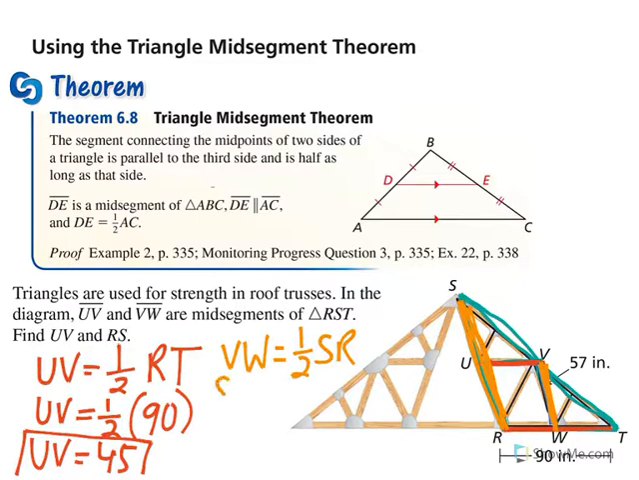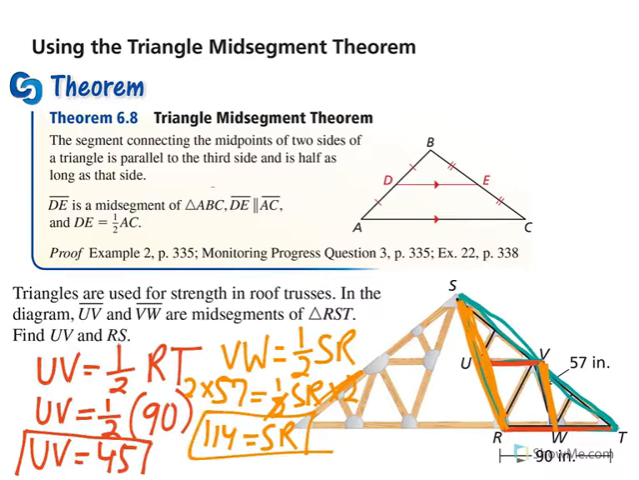So VW we know is 57. And then we have half of SR. If I want to get SR by itself, then I need to get rid of that 1/2. Right now they're being multiplied, so either I can divide by 1/2 on both sides, or this is essentially SR divided by 2, right? So I can multiply by 2 to both sides to get rid of this fraction. So that on the right side I would just have SR, and then I have 2 times 57, which will give me 114. SR is the same thing as RS, so that's my answer, 114.